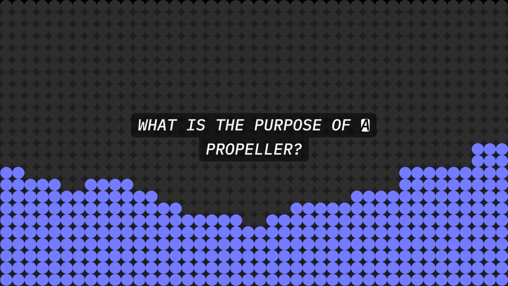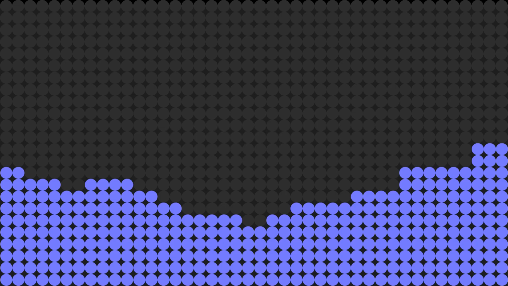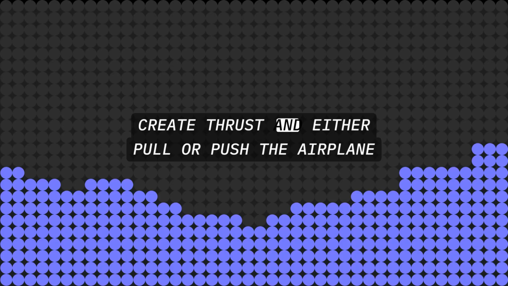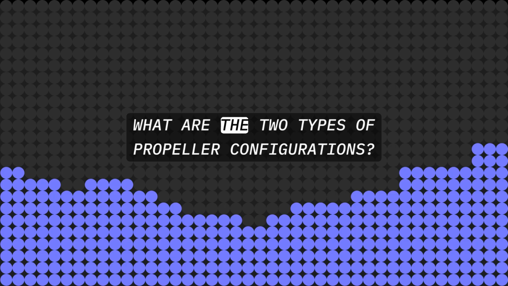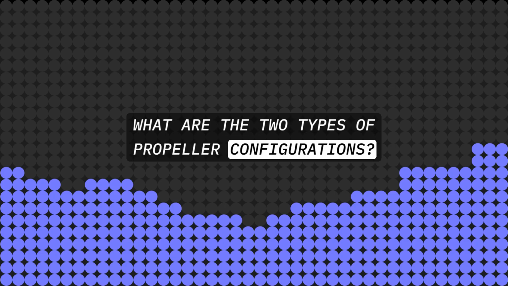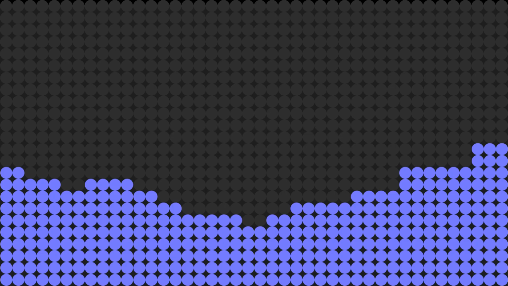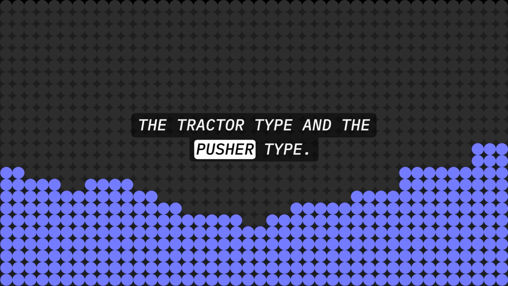What is the purpose of a propeller? To create thrust and either pull or push the airplane through the air. What are the two types of propeller configurations? The tractor type and the pusher type.